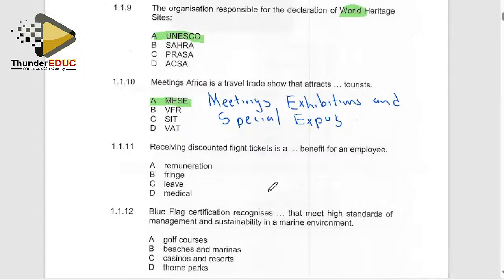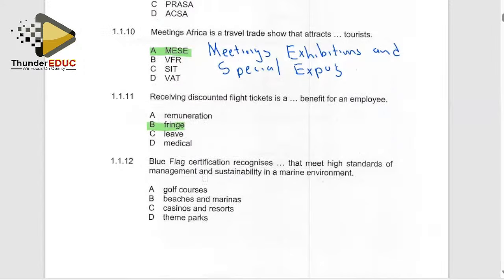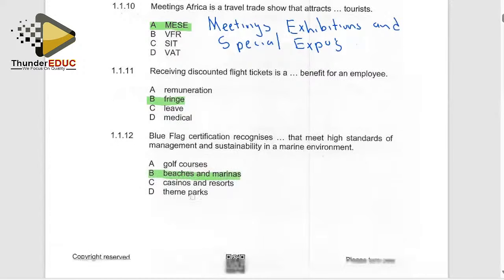Then 1.1.11. Receiving discounted flight tickets is a benefit for an employee. So this is considered to be a fringe benefit. These are the benefits which you get as a result of working for an airline company. This is recognized as a fringe benefit. Then the next one, which is Blue Flag certification, recognizes beaches and marinas that meet high standards of management and sustainability in a marine environment. So it means that the beaches and marinas meet a very, very high standard of sustainability and good management in the marine environment. So we are going for B there.